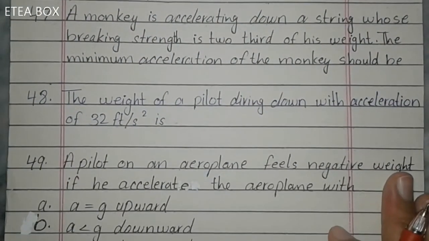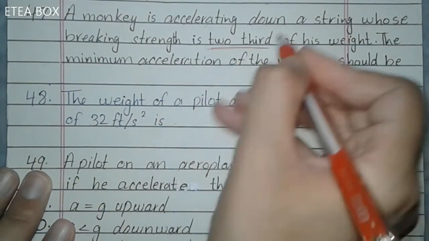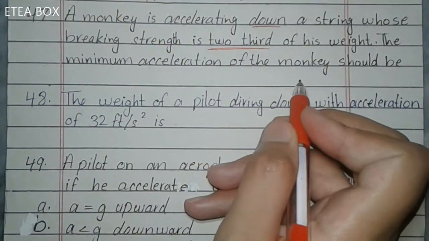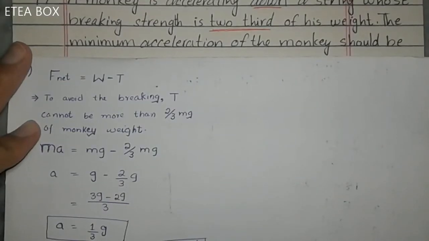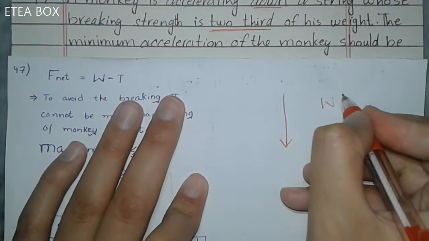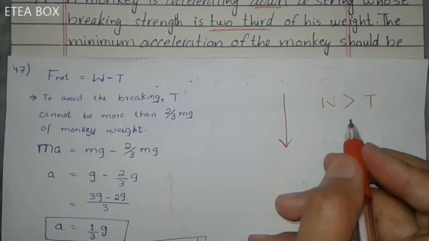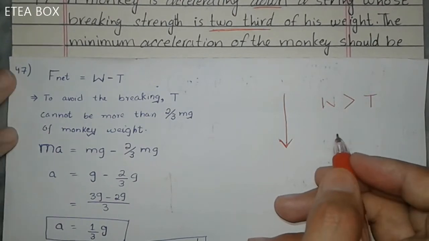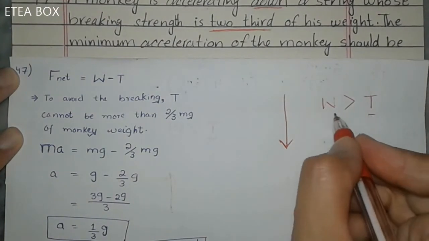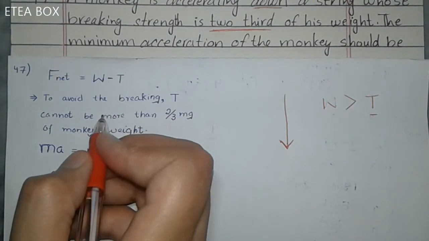Next, a monkey is accelerating down a string whose breaking strength is 2/3 of its weight. The minimum acceleration of the monkey should be? Keep this in mind: when a body is moving down, it means that weight is greater than tension. So you just subtract the tension from weight, because tension is smaller. Now we have to find the minimum acceleration of the monkey.